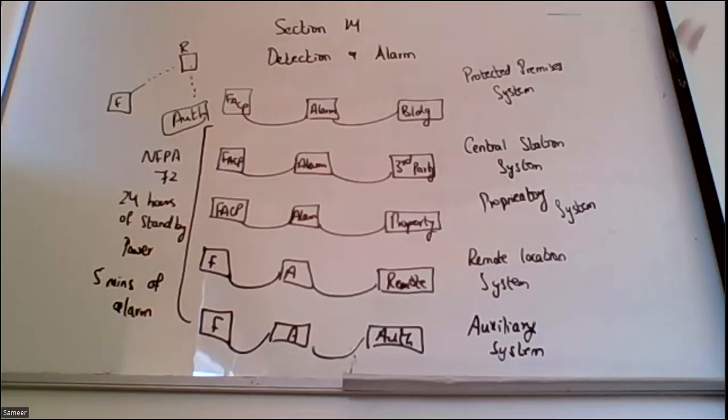In case of any type of scenario, your fire alarm system should be well protected in such a way that any hazard cannot affect it. It should be protected in such a way that minimum 5 minutes of alarm should be given, either to a third party, to property, anywhere, but minimum 5 minutes of alarm should be there. So this is the condition of NFPA 72 for these systems.